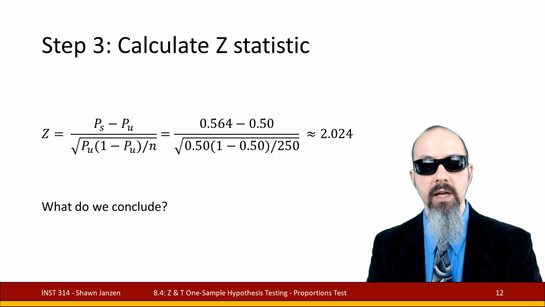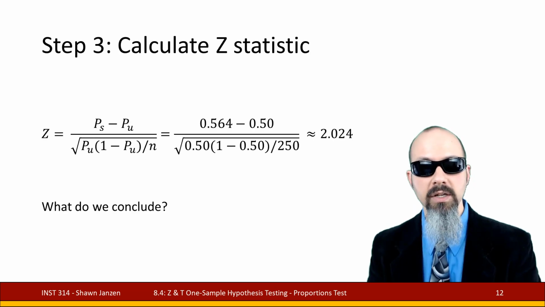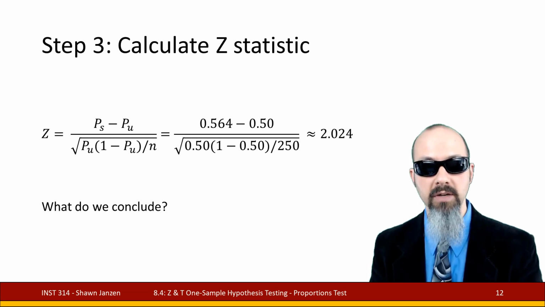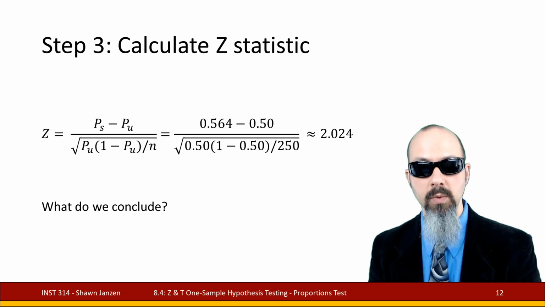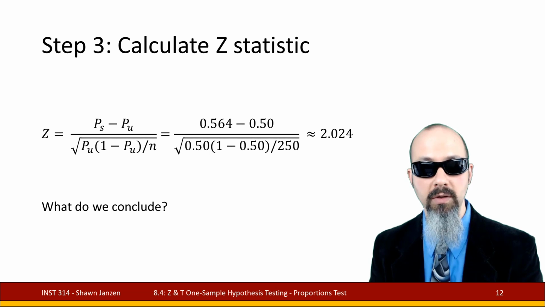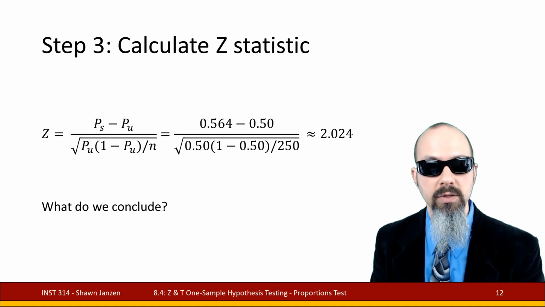Let's calculate the z-statistic for this. So we get our z-score formula, and up top, our p sub s, this is the proportion from our sample, and we had 141 out of the 250. So the proportion for that is 0.564, and our hypothesized proportion was 0.5, so that's our numerator. And then the denominator, we're setting up our standard error. So p sub 0 was the 0.5 times 1 minus p sub 0 of 0.5, divided by our sample size of 250. We do the math. It comes out to 2.024.